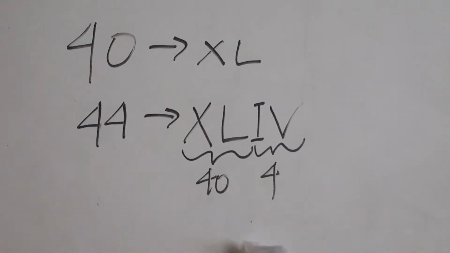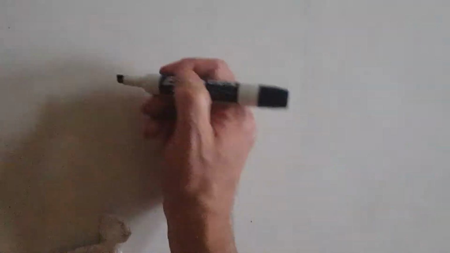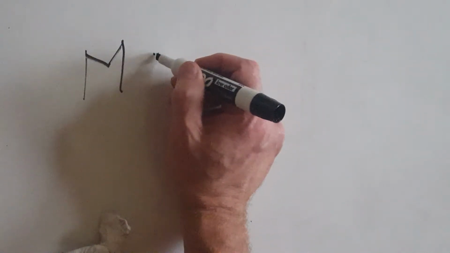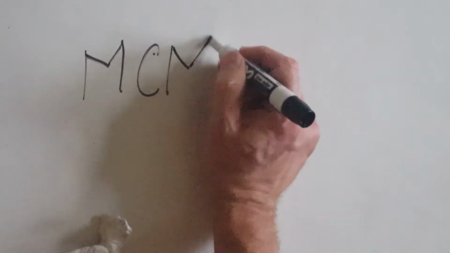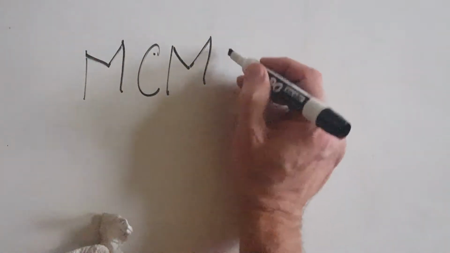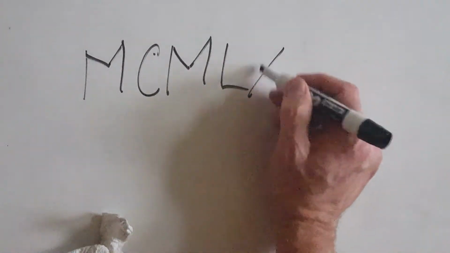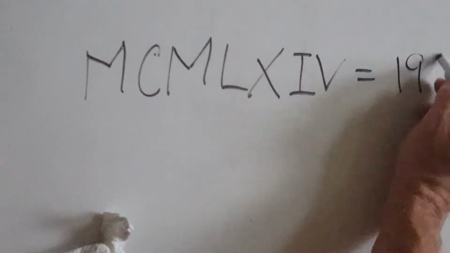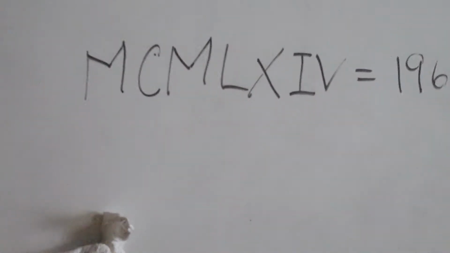A lot of times in movies, you'll see a year like 1919. MCM was 1900. So like the year that I was born is 1964. So that would be MCMLXIV. Okay, that's 1964.